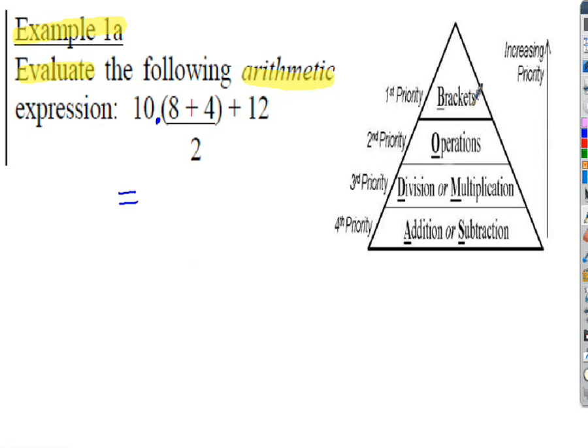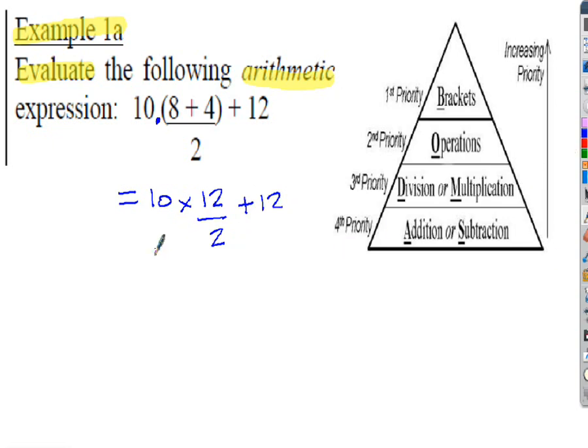First of all, we consider brackets. Do we have any brackets? And yes, we do. So we have to evaluate the brackets first of all, where possible. So on the next line, I would have 10 multiplied by 8 plus 4 is 12. So multiplied by 12, don't need the bracket now. That's all divided by 2, and then we're adding 12 into the sum.